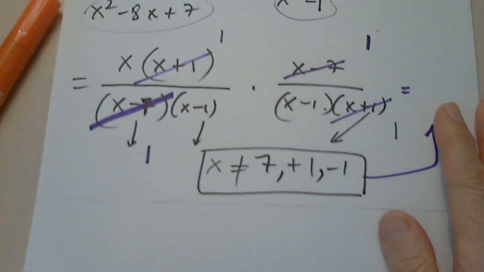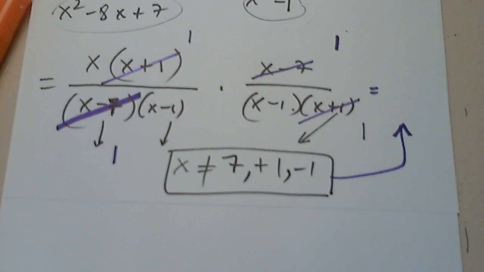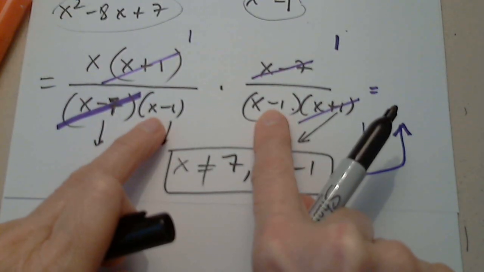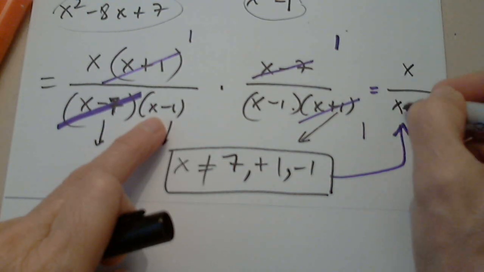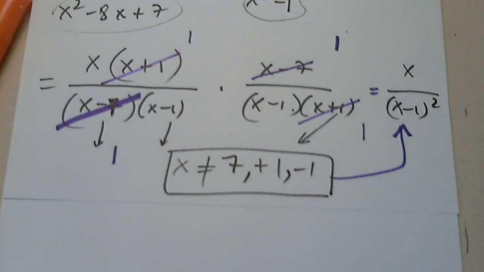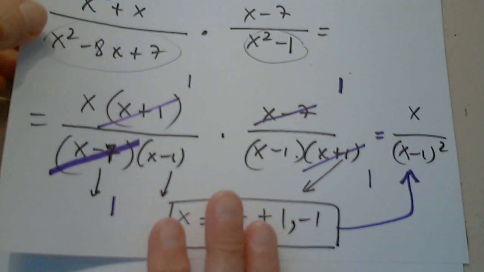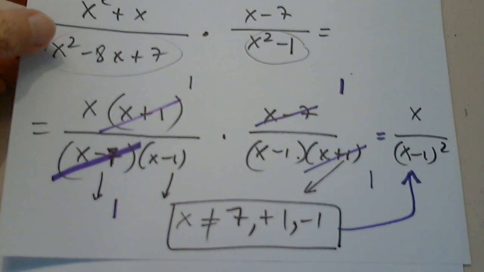Can anyone give us the final answer? X over x minus 1. Squared. X over x minus 1 squared, assuming x is never 7, positive 1, negative 1. Very good. Good. Any questions on this? Okay, moving on.